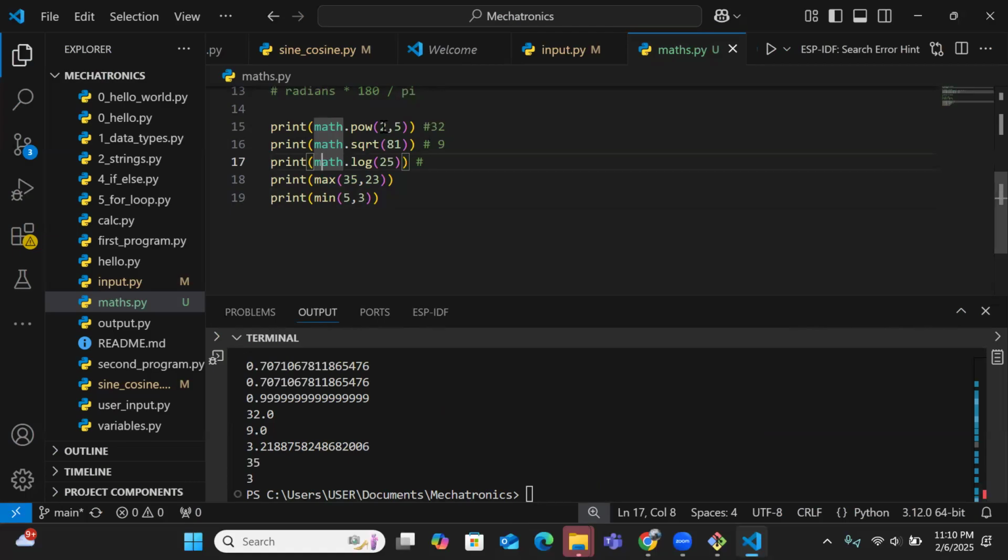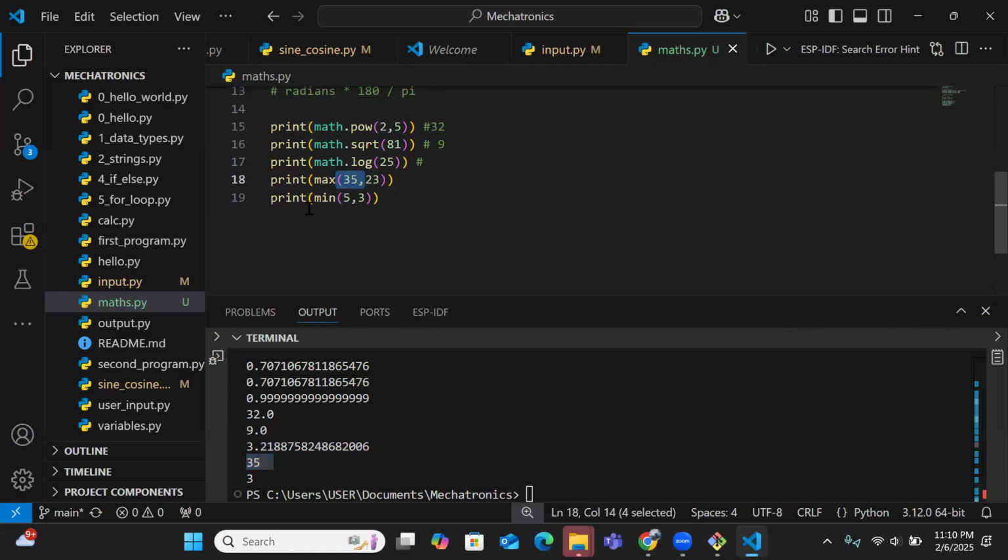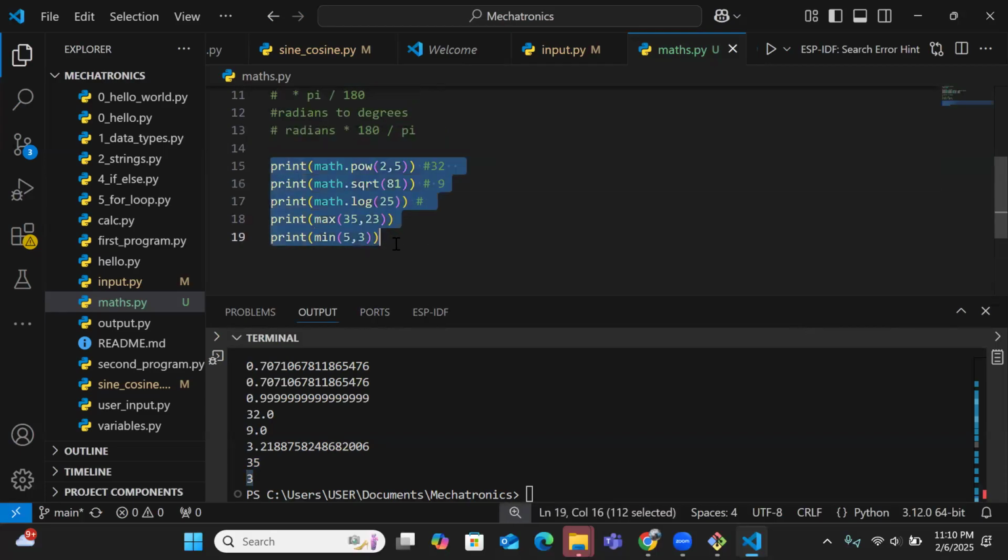So can you see 2 raised to power 5 is 32, all right? Square root of 81 is 9. And then the logarithm of 25, for those who knew the log table, is 2.3. And 35 and 23, 35 is the larger one, the maximum. And the minimum between 5 and 3, 3 is the minimum. Is that clear? Yes, so those are mathematical functions.